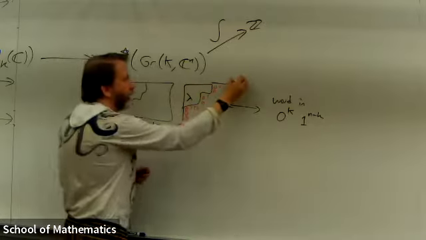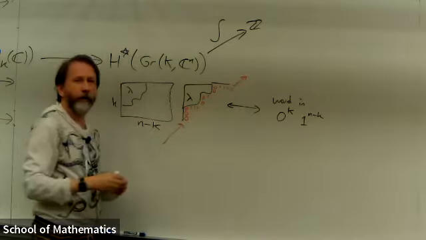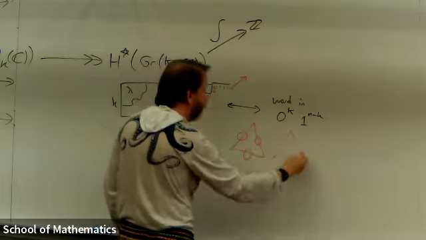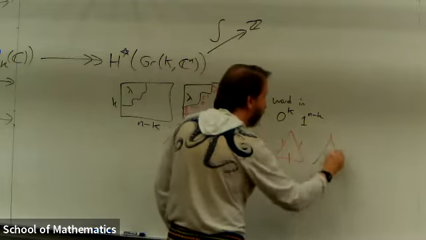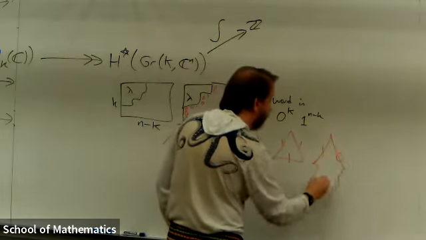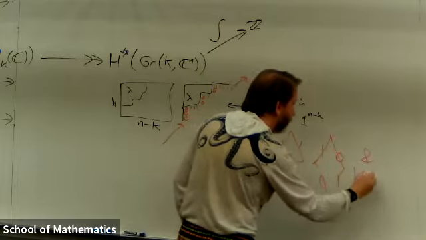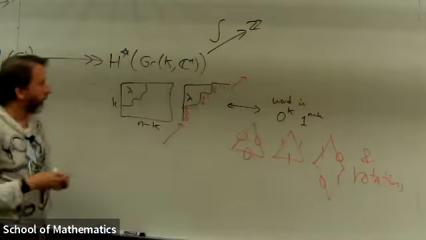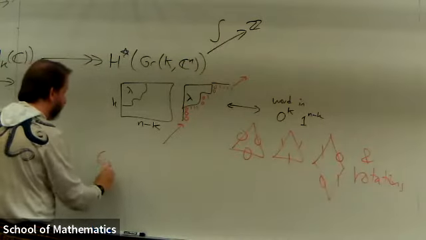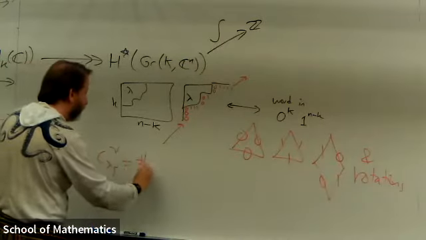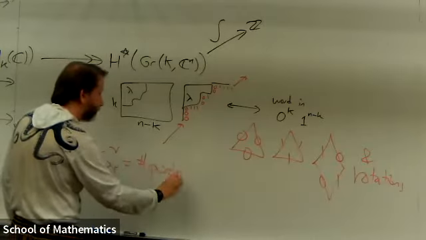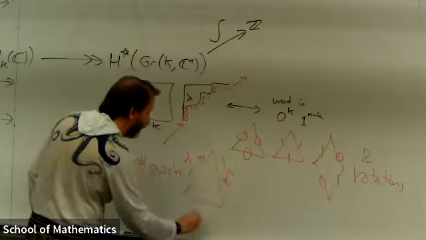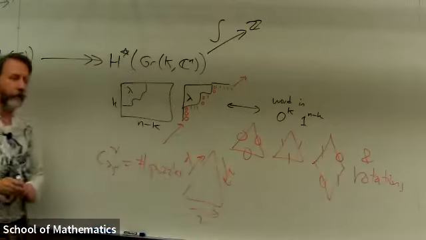And then I leave. And that's a word. And then my puzzle pieces, as I said, are the 0 piece and the 1 piece and this piece and rotations of these. Okay, and then the statement is C lambda mu nu is the number of puzzles with lambda on this side and mu on that side and nu on that side.